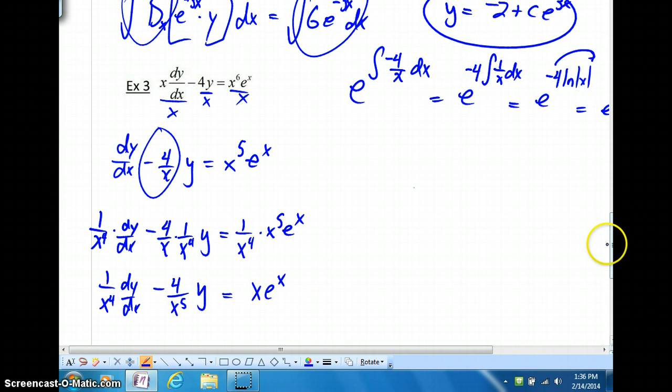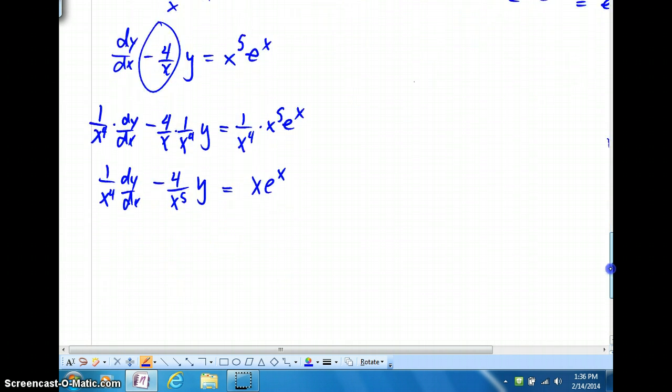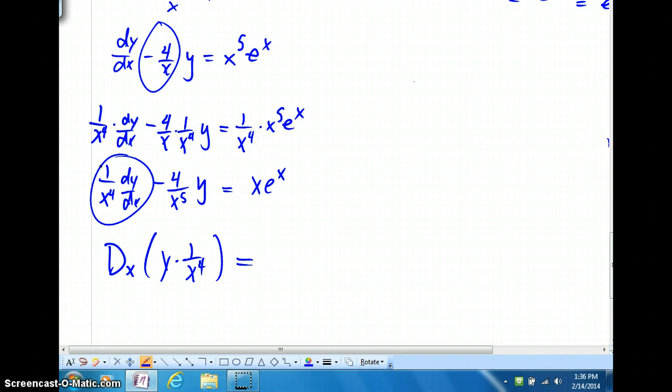Let me ask you this. Do you see a product on this left-hand side? What do you think we're really taking the derivative of? Y times 1 over x to the 4th. Right? Again, look at that first term. Huge, huge, huge help. And my goodness, at this point, tell you what, let's integrate both sides with respect to x.